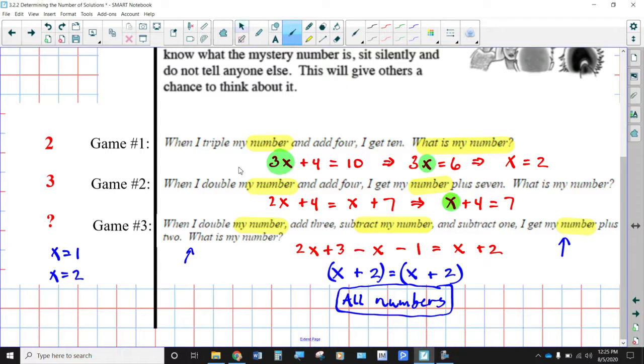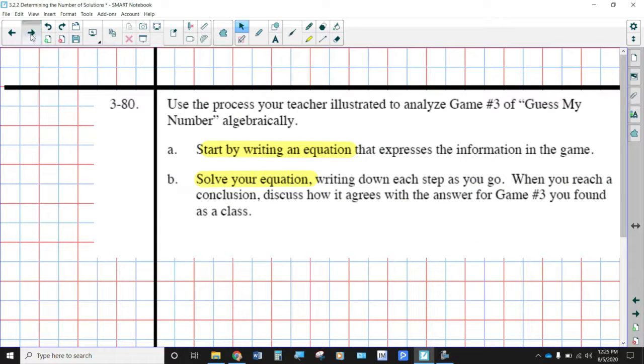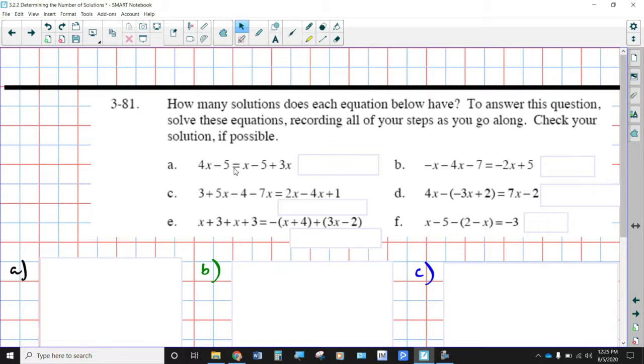Okay, so in today's work that we're going to do, which, how much time do we have? Okay, this is going to be a quicker lesson. We've just got 6 problems that I want you to copy down. Let's go ahead and go to problem number 81. Copy down each one of these questions and solve each one of them. Go ahead and record your steps and then check your solution if possible.